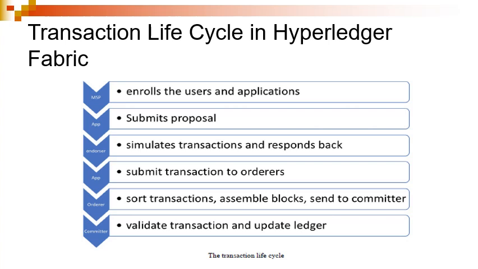So the next step is to sort the transactions. After ordering, the transactions are sorted, then assemble the blocks, then create the block. Whenever there are transactions, they are bundled and grouped together, and the block is created. That is the assemble block step. A block is created and sent to the committer, and the committer will validate the transactions in the block, and the ledger will be updated. So these are the steps for processing a transaction in Hyperledger Fabric. We will see these steps one by one.